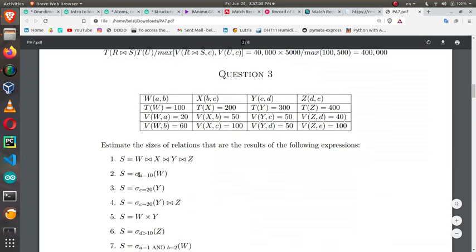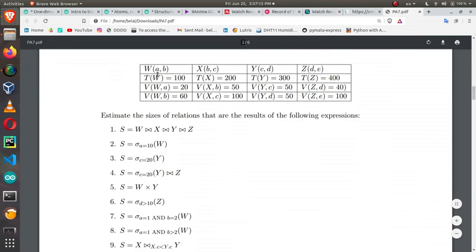Okay, question 3. Question 3 is a really interesting question. It gives you the following statistics about these four relations: W, X, Y, and Z. So we have four tables: W, X, Y, and Z. W has two attributes A and B, X has two attributes B and C, Y has two attributes C and D, and Z has two attributes D and E.